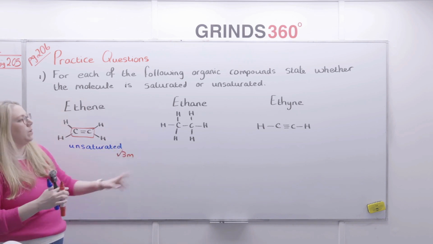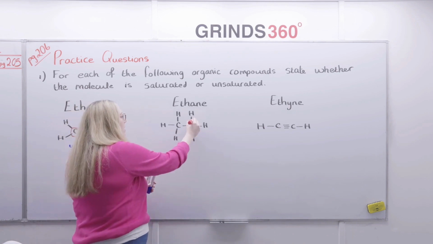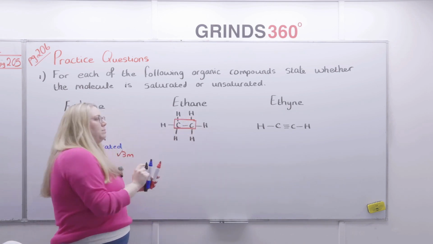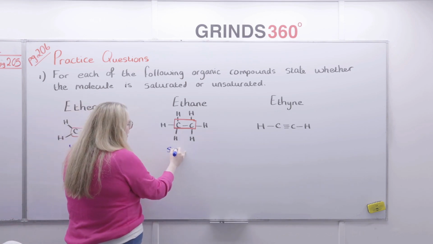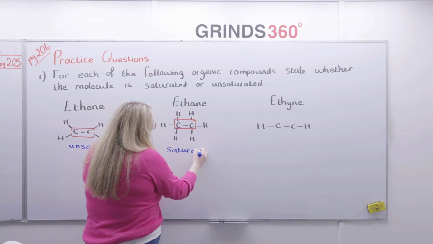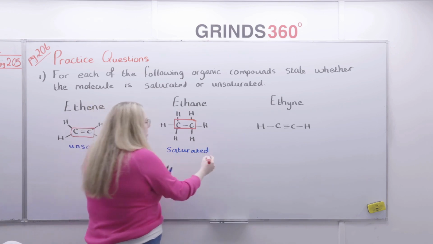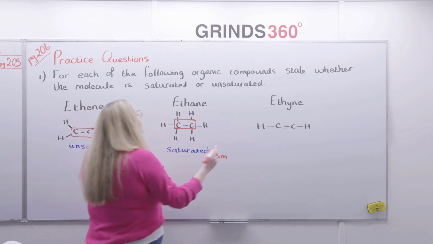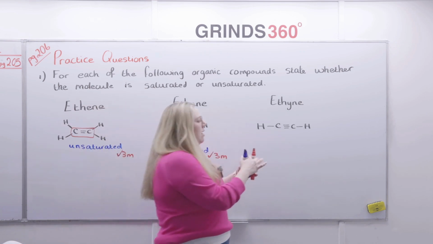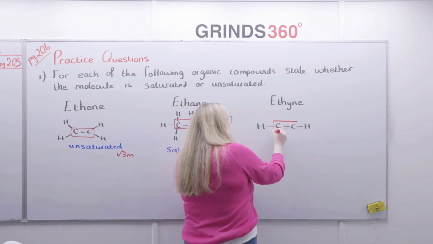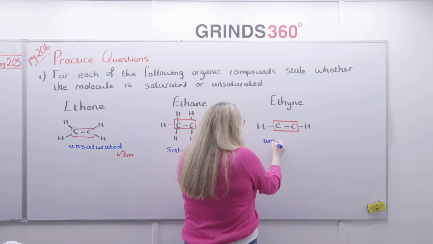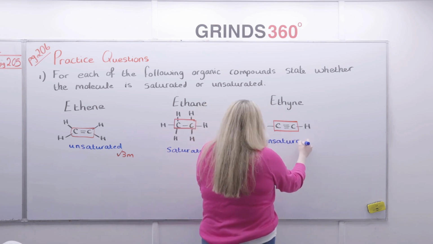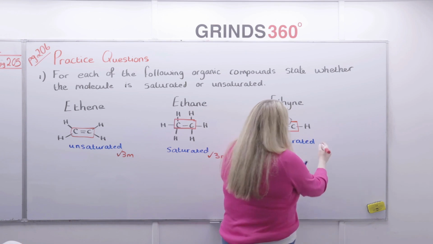Now we move on to the next one. Ethane: if we look at the carbon backbone, you have a carbon-carbon single bond between 2 carbon atoms. That is a saturated hydrocarbon. For the word saturated, we get 3 marks. Then we move on. Ethyne: you have a carbon-carbon triple bond. That's a multiple bond. So ethyne is an unsaturated molecule, for 3 marks.